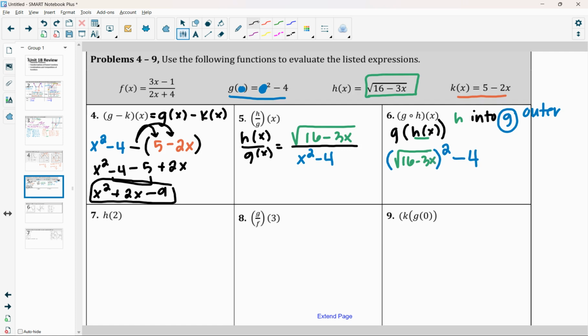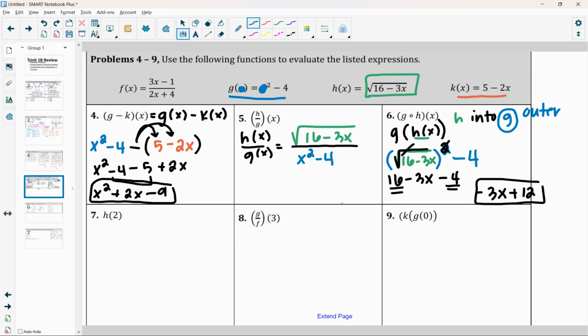Then you can simplify. Now in this case, our square root on the inside is over the entire inside, and then we're squaring it. So those are going to be able to cancel. And we're going to get 16 minus 3x minus 4. So then we have like terms of 16 and negative 4. So we have the negative 3x, and then 16 minus 4 is positive 12. So then that would be our final answer.